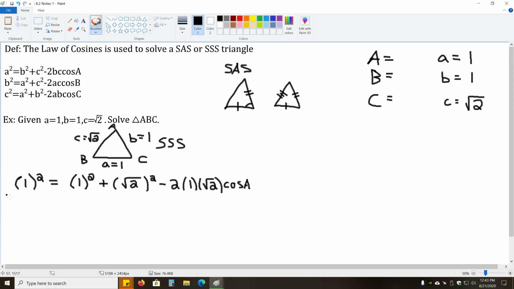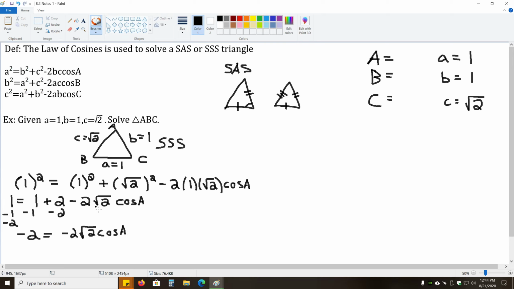So, simplifying this, we get 1 equals 1 plus the square root of 2 squared, which is just going to become 2, minus 2 times 1 times the square root of 2, which is just 2 square root 2, times cosine of A. We can simplify from here by subtracting 1 and subtracting 2 from each side of the equation, which leaves us with negative 2 equals negative 2 times the square root of 2 times cosine of A.